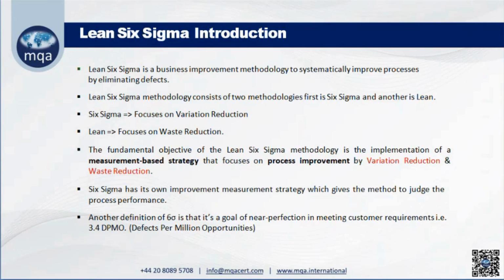But the target of Six Sigma is 3.4 defects per million opportunities. If there were possibilities of 1 million possible defects, then out of that, only 3.4 defects actually happen, which is very small.